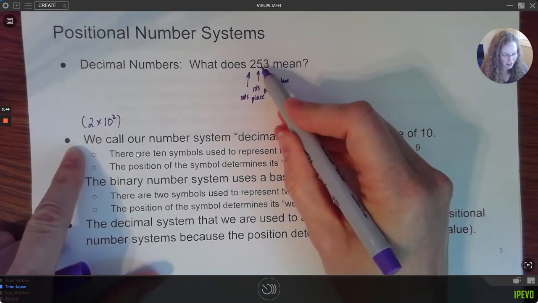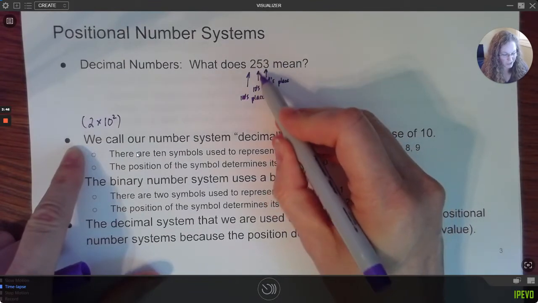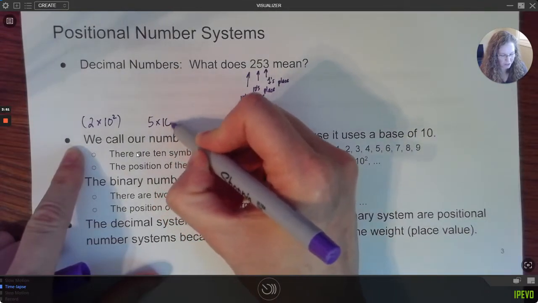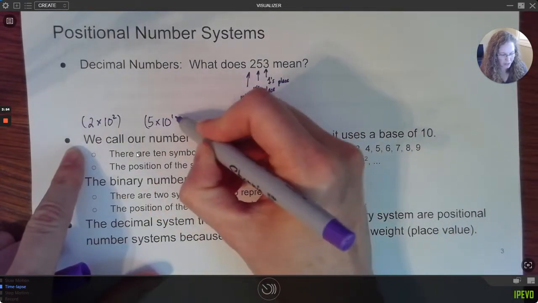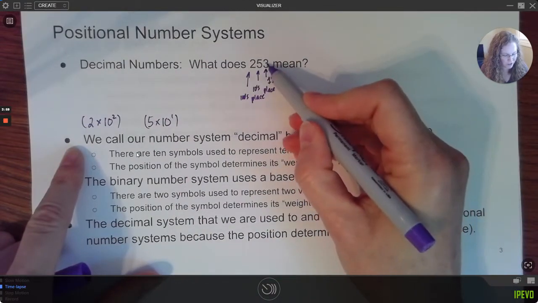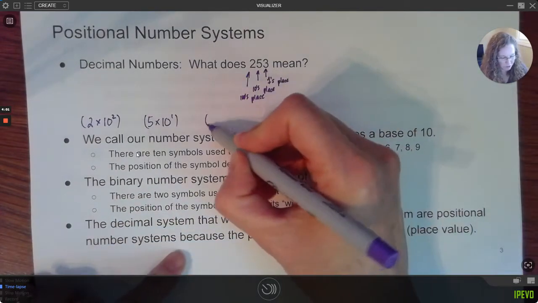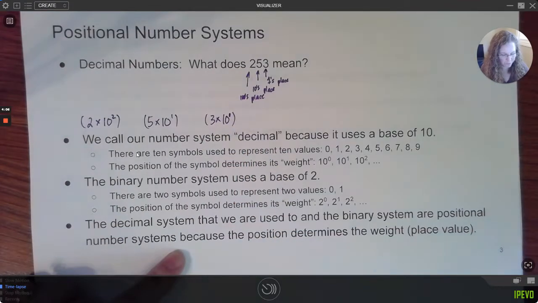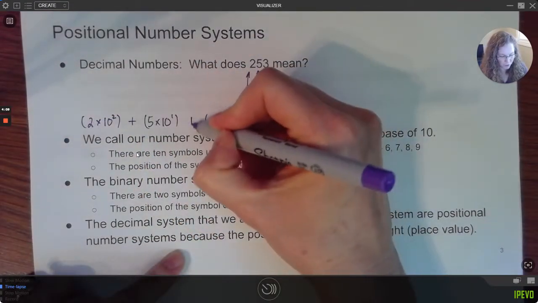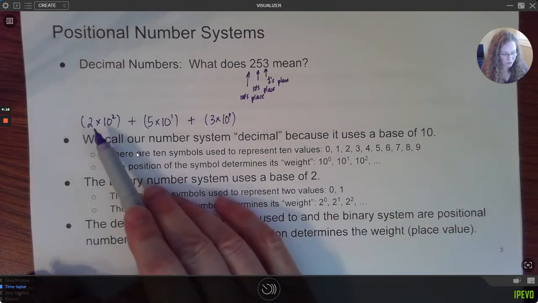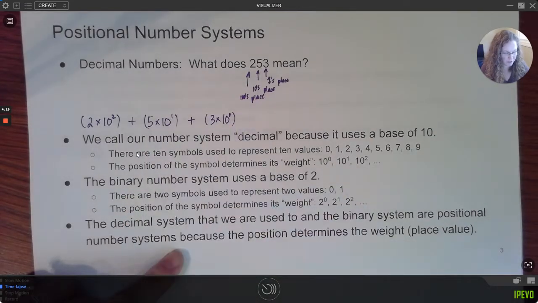The 5 is in the tens place. It has a weight of 10, and so the value of the 5 is 5 times 10 to the first. And the 3 is in the ones place, so there are 3 ones. That would be 3 times, and I'm going to write 1 as 10 to the 0. Then I take these three values and add them up, and that's what 253 means. It's 2 hundreds, 5 tens, and 3 ones.